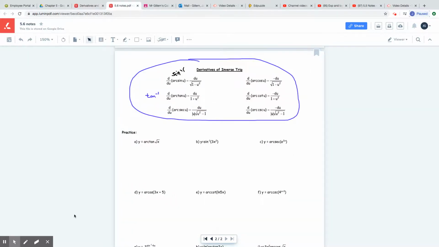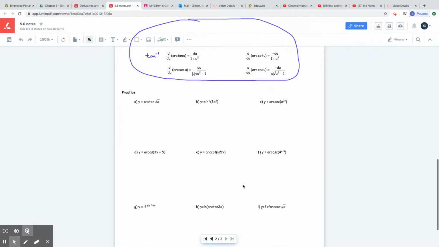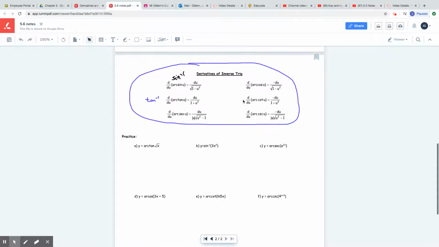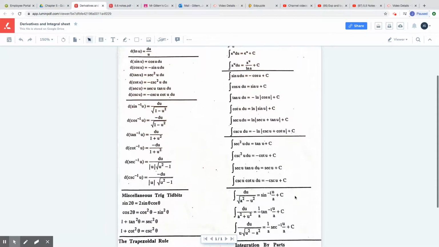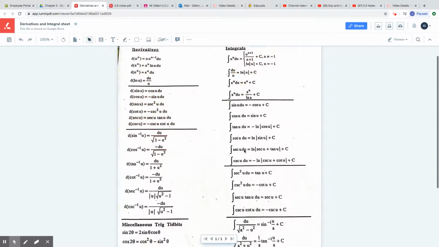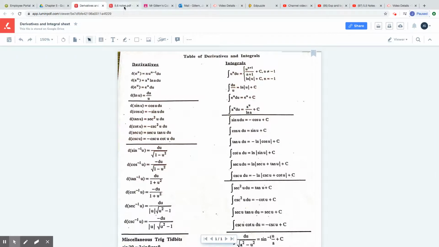Okay, so today we are just going to do these examples right here of derivatives of inverse trig. And then tomorrow we will do the integrals, which are going to be these three guys over here. And then we will be done with calculus for this year.